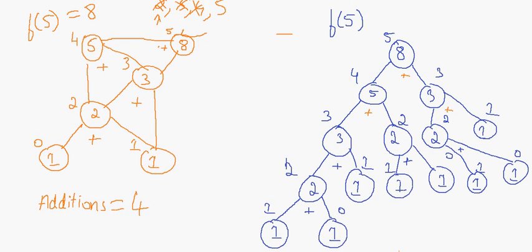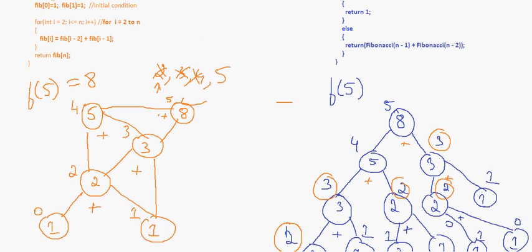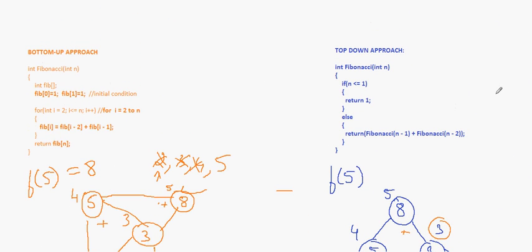The main reason is because we have calculated the Fibonacci of 2, for example, 3 times, and Fibonacci of 3 twice. So we have split the problem into sub problems, and a few of the sub problems we have calculated more than once. But in the bottom up approach, we started with the sub problem and then we only calculated the sub problem once.